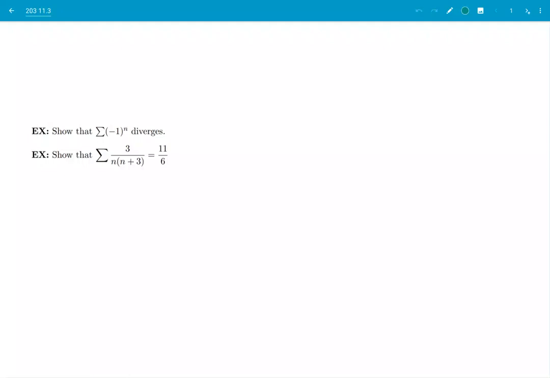So let's do some examples to illustrate the definition. Blue pen. Okay, this series here. It is the summation from n equals 1 to infinity of (-1)^n. So that is -1 plus 1, -1 plus 1, -1 plus 1, and so on and so forth forever and ever and ever.